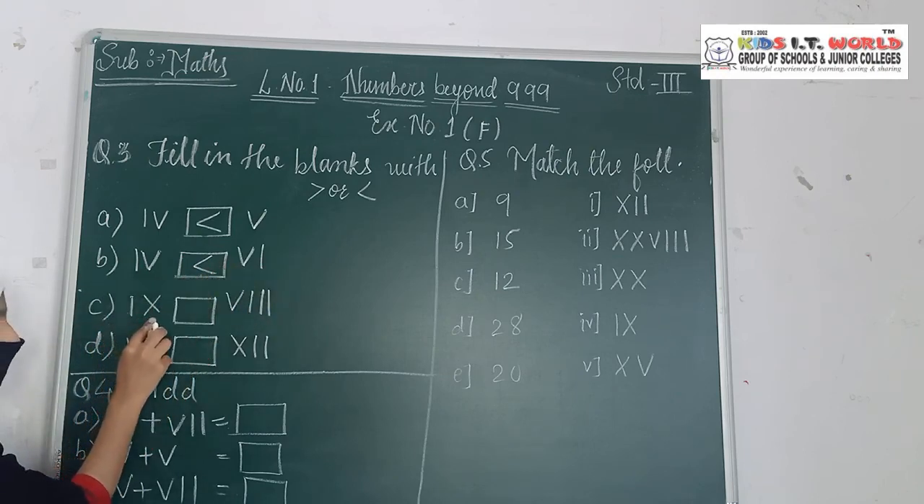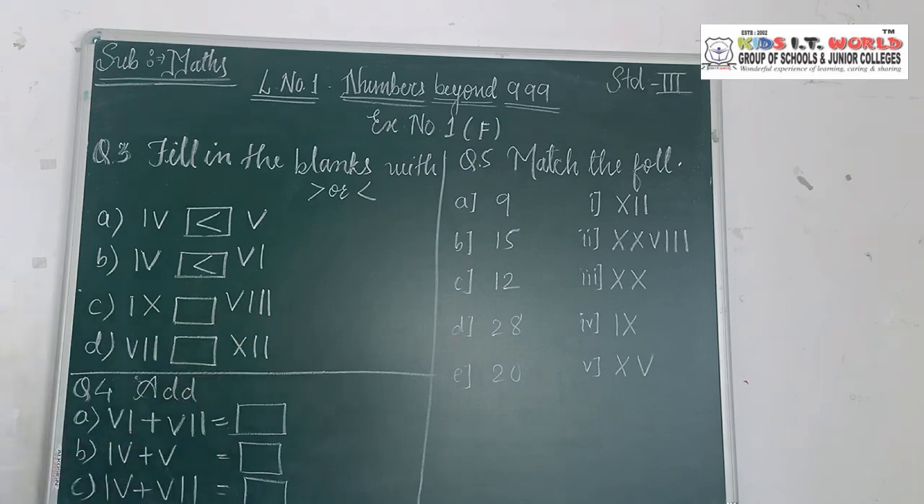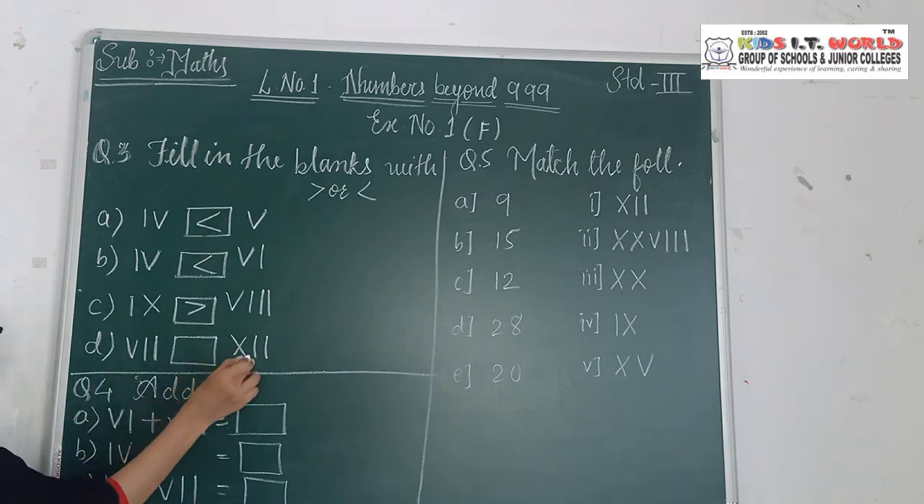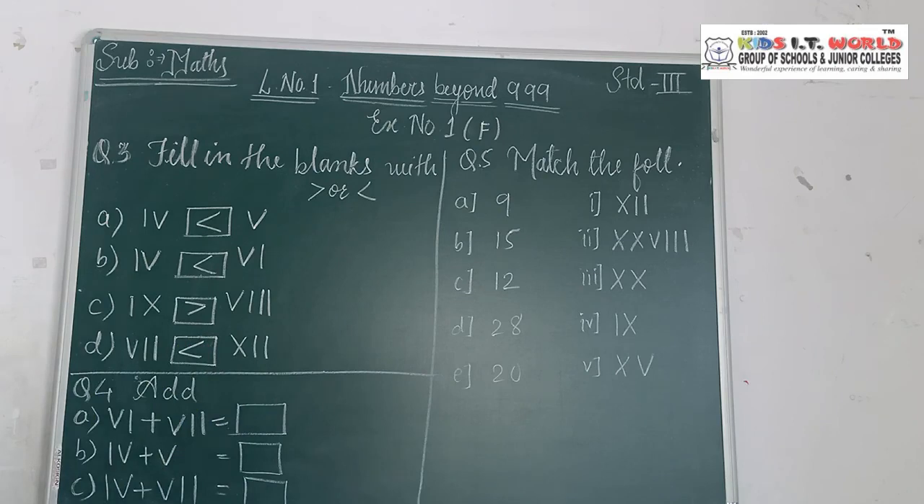It is 9 and this is 8. Which number is greatest here? 9 or 8? 9. So the symbol will be like this. And this is 7 and this is 12. Which number is greatest? 12. So greater than. Now here you have to do the addition of Roman numerals. So how will you do it?